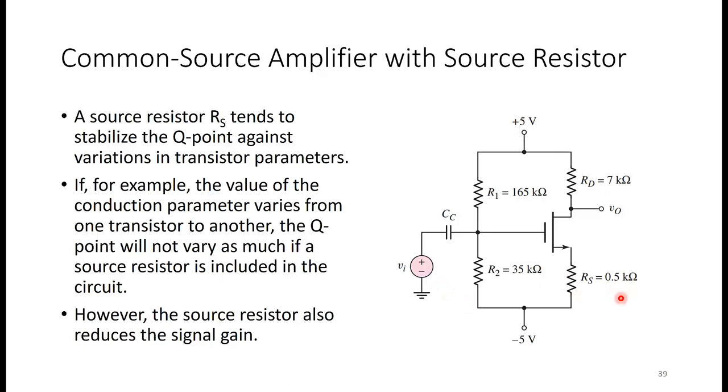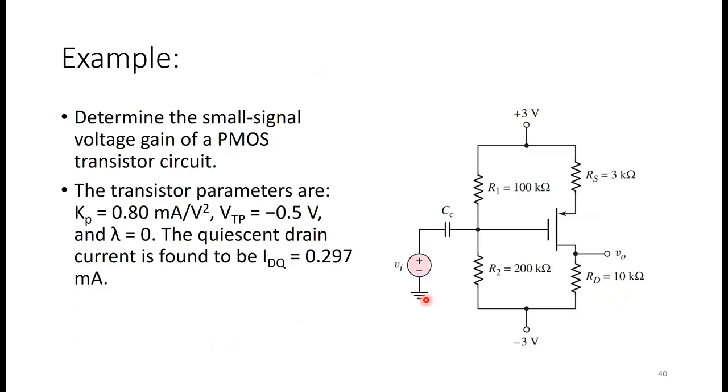This example covers, instead of an NMOS, a PMOS, so that you don't get afraid of PMOS. With PMOS, it's just the same, except that the source is connected higher. So instead of VGS, you have VSG. Instead of VDS, you have VSD. The transistor parameters are Kp equals 0.8 milliamp per volt squared and VTP equals negative 0.5 volts. Here we are assuming that the channel length modulation parameter is 0, which means the output resistance of the transistor in the small signal model can be assumed to be infinite. The Q point is specified at 0.297 milliamps.